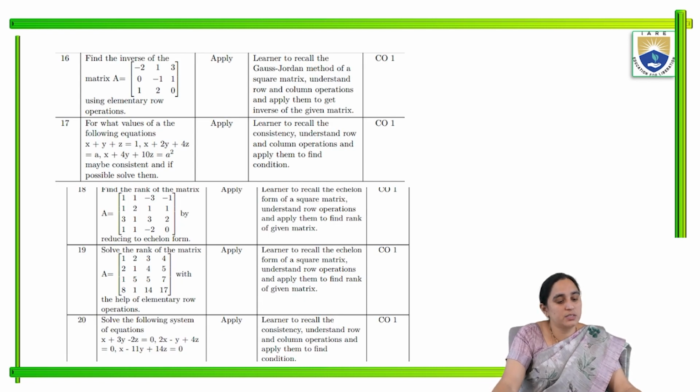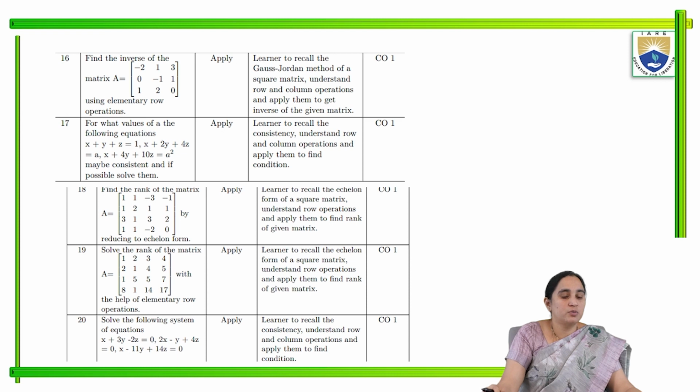Next, 16th question. Find the inverse of the matrix A. Is it square or rectangular? Minus 2, 1, 3, 0, minus 1, 1, 1, 2, 0, using elementary row operation. Sometimes they are given without the name of the method for the inverse. That means generally, inverse means what?